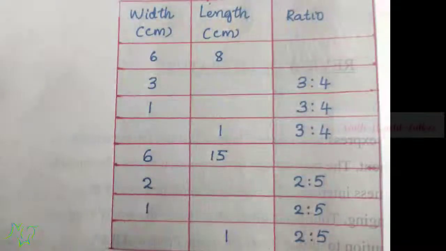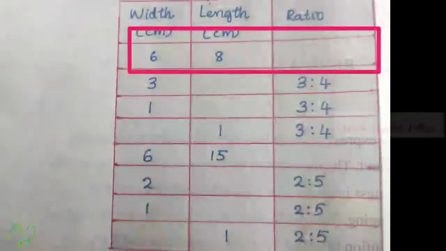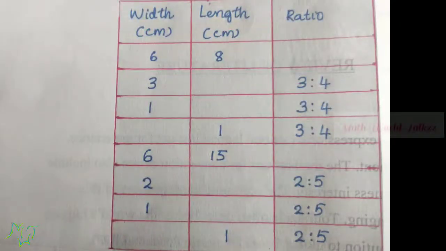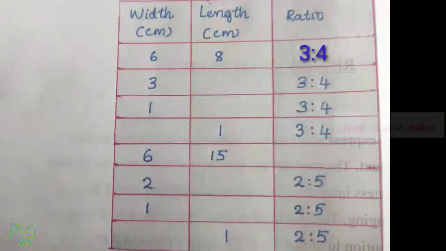Here you can see one table. The length and width of a rectangle and its ratio, width to length ratio, is given in the third column. Here some are missing that we want to find out. In the first row, it is very easy to do. That is 6 is to 8. We want to write its simplest form. So 6 is to 8. Here 2 is common in both numbers. So we can write it as 3 is to 4.